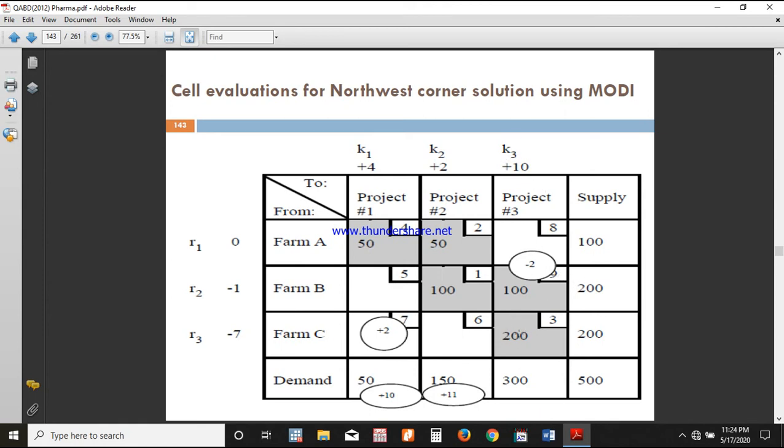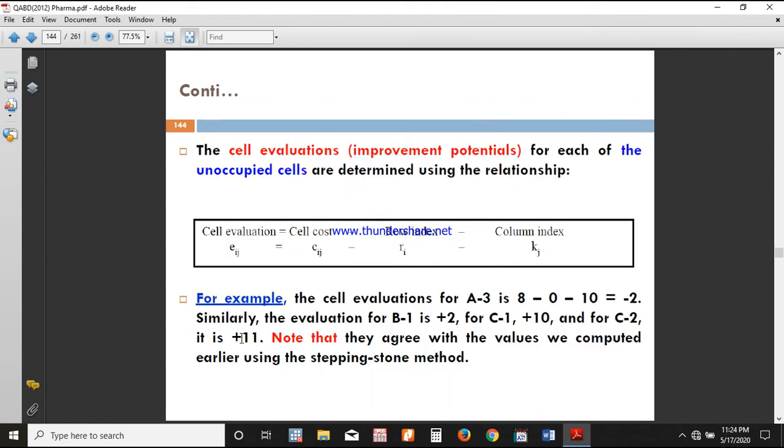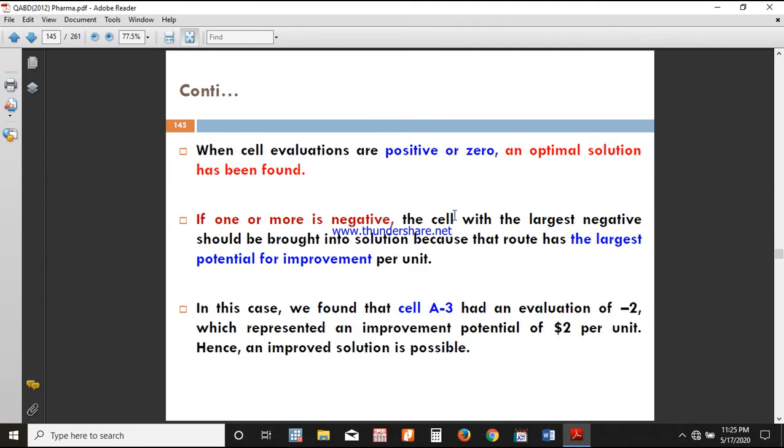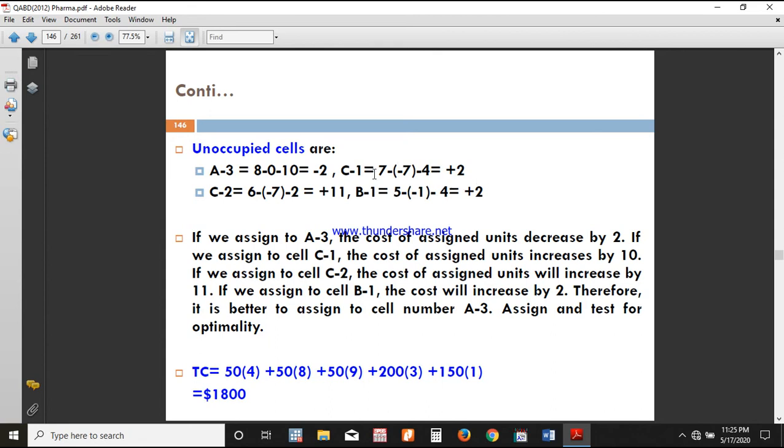And now, here it is an occupied cell. Therefore, the K value is 10. R3 plus K3 is equal to 3. Therefore, the value of R3 will clearly become minus 7. Therefore, for undertaking the cell evaluation, considering the northwest corner point values, cell evaluation is equal to cell cost minus row index minus column index. Now, undertaking this formula, you can find similar values to the stepping stone method, and the total value will become 1,800.